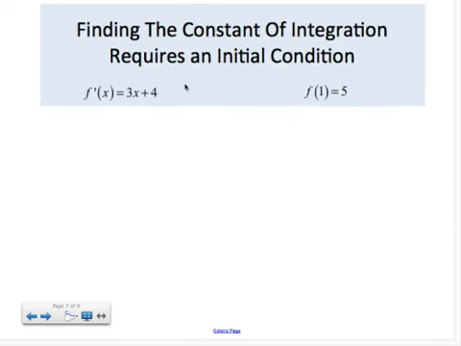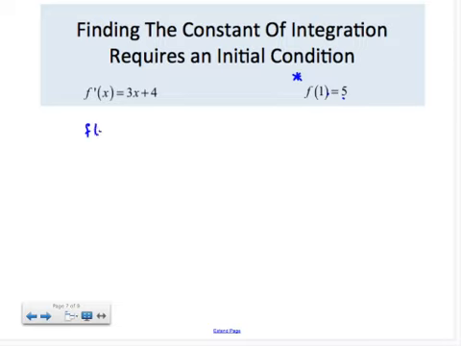Okay, can you find the plus c is a big question. The answer is yes, but you have to be given what's called an initial condition. In other words, this is a dot or a point on the curve that's known. If this is given to you, then there is only one answer, only one curve will have this derivative and go through this point. So let's take a look.